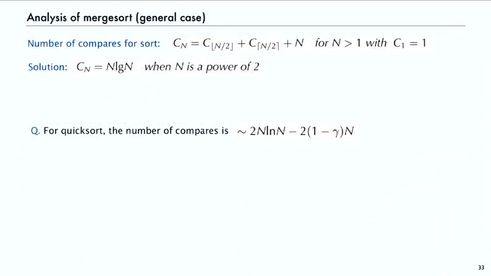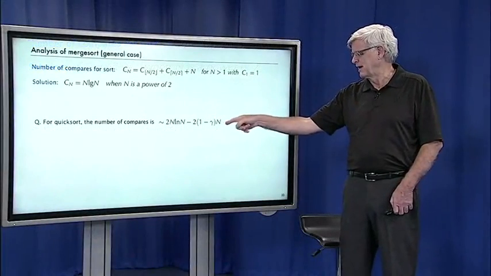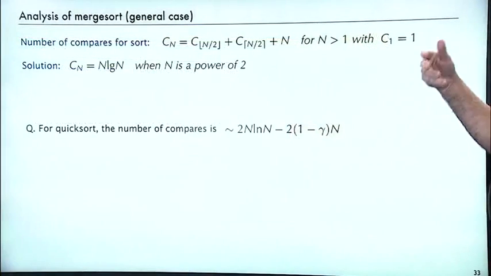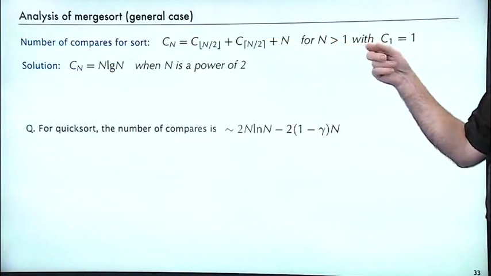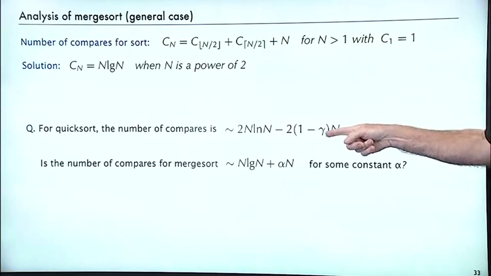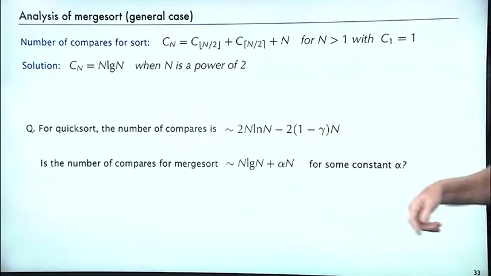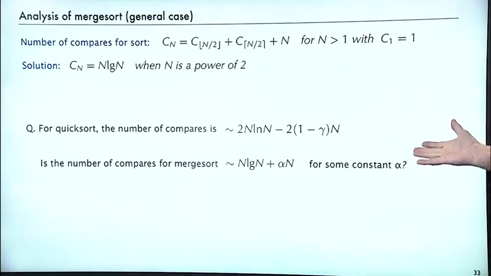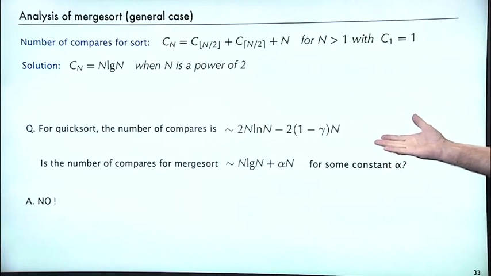There's a natural question that arises. For quicksort, we did the number of compares and got a very precise analysis that we could check against the performance of the algorithm. It was asymptotically equal to 2n natural log n minus a constant times n. So one natural question is, we want to get a more accurate estimate than n log n for merge sort. Is the number of compares for merge sort proportional to n log n plus alpha n for some constant alpha? And then we'd want to find out what alpha is in order to get the job done. And the answer to that is no. Actually, there's no constant.